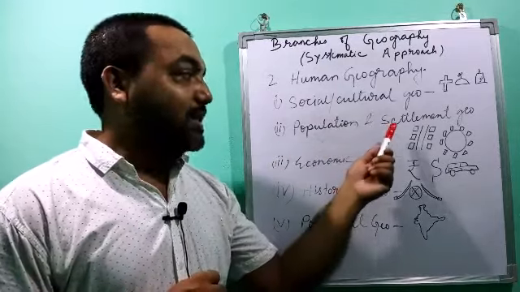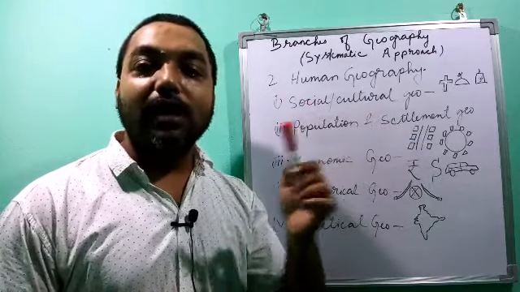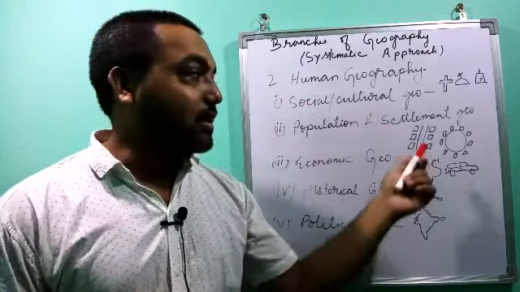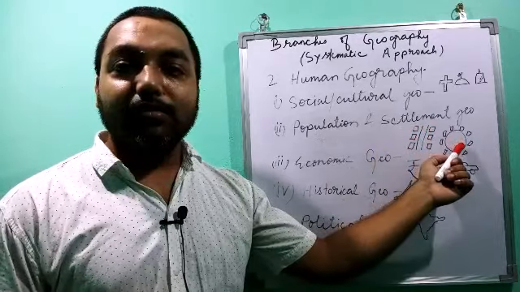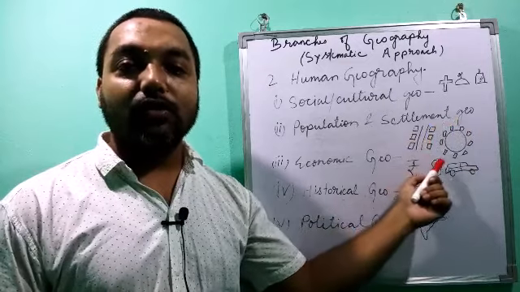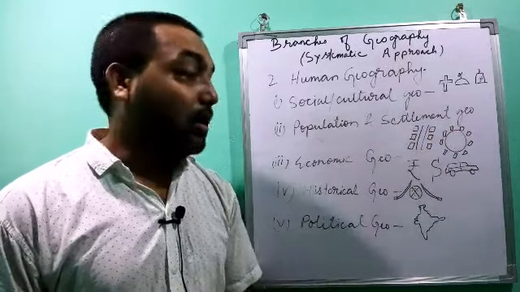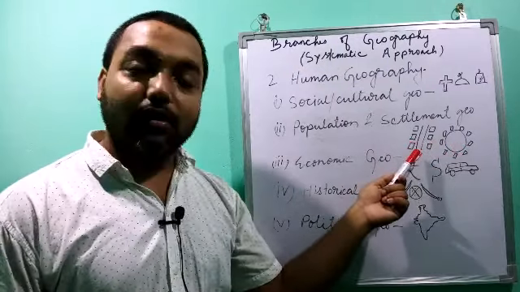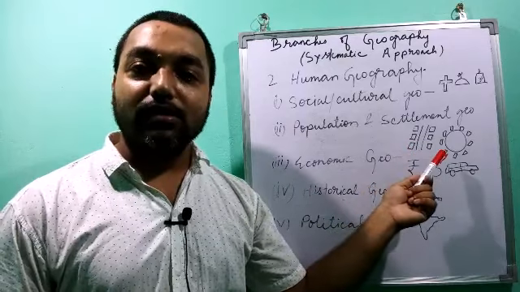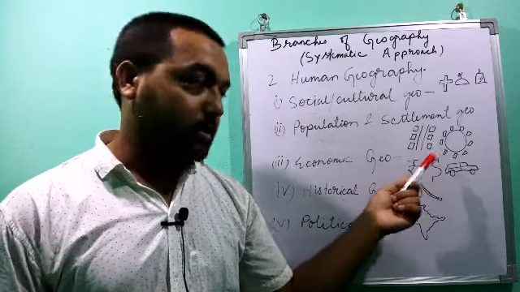Next is settlement geography. In settlement geography, we study how houses are constructed. Either they are constructed beside a road, on both sides of the road, or beside a big lake, with all the houses built along the lake, or there are different types of settlement. Based on this, in what pattern the houses are constructed is called settlement, and in settlement geography we study all these things.